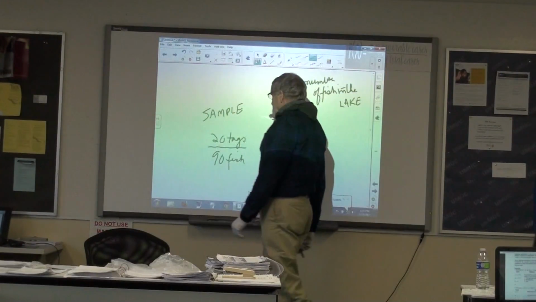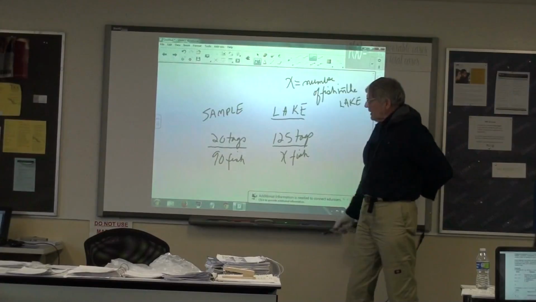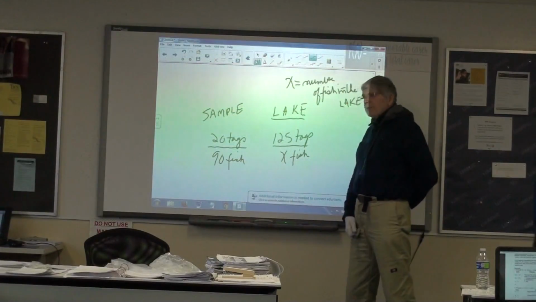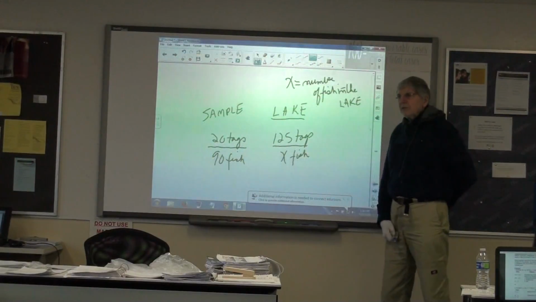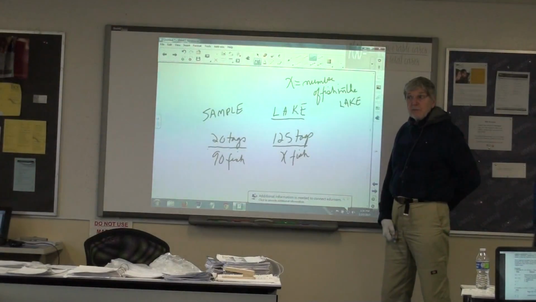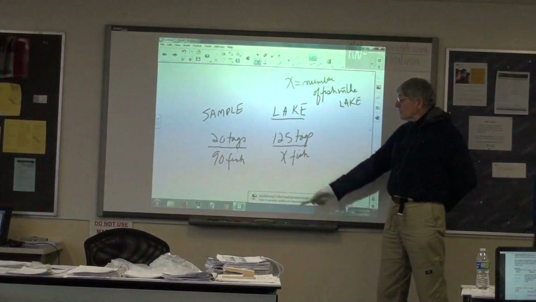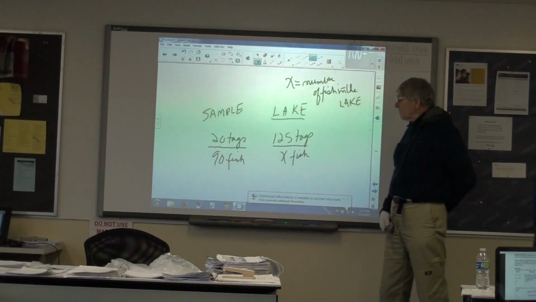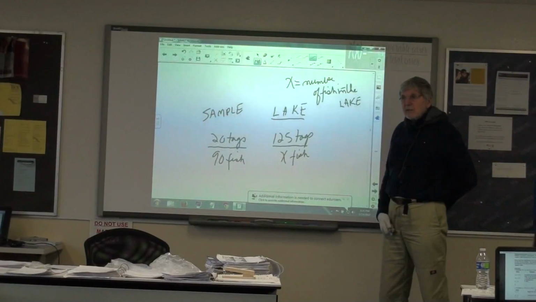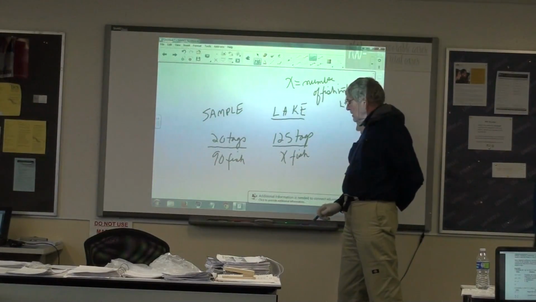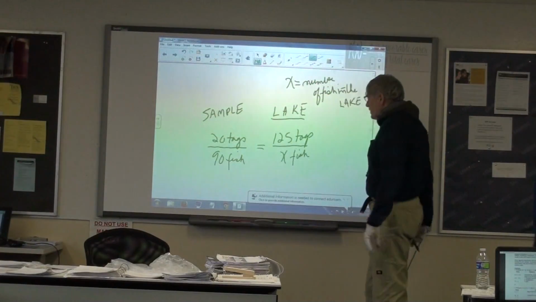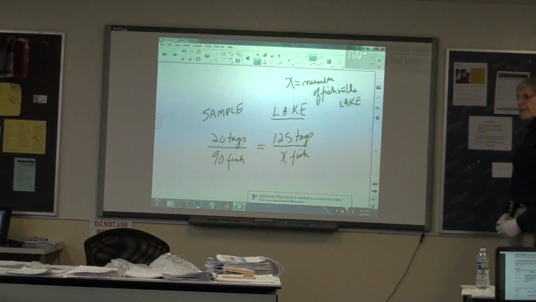And now he makes the assumption that the ratio of tags to fish in his sample is representative of the ratio of tags to fish in the whole lake, because it's a random sample, agreed? So he now says that the percentage of tags in my sample is the same as the percentage of tags in the whole lake. That means that the ratio of 20 tags to 90 fish in his net is the same as the ratio of 125 tags to X fish in the whole lake.